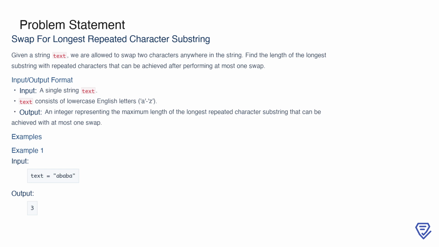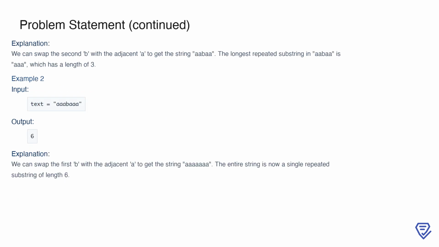For instance, consider the example where the input string is ababa. By swapping two characters, we want to maximize the length of a substring with identical characters. The result, in this case, is 3. To understand this better, let's examine the first example. Given the input ababa, we can swap the second b with the adjacent a, transforming the string into aaaba. In this new string, the longest repeated substring is aaa, which has a length of 3.